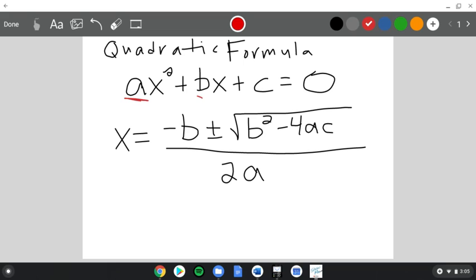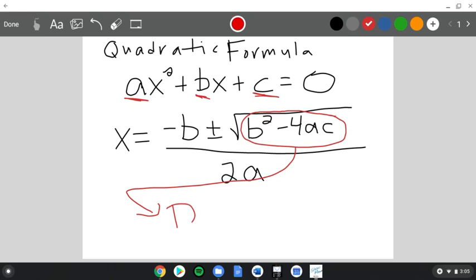A is the number in front of the x squared. B is the number in front of the x. C is the constant. Now, before we use the formula to solve the equations, we're going to look at just one part of the formula, the part that is underneath the square root, not including the square root, just the part underneath. And that part is called the discriminant. And we can use this to figure out how many solutions our equation is going to have.